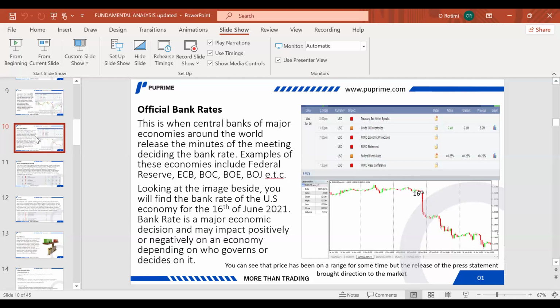Now, the other event you also need to pay a lot of attention to is what we call the official bank rate. This one comes with different names. Some countries call it bank rate, some call it cash rate.